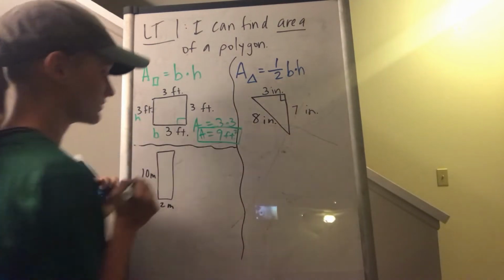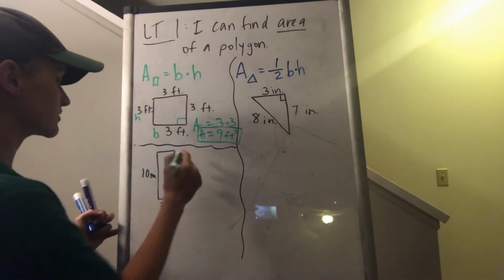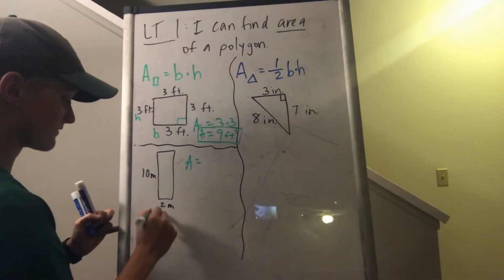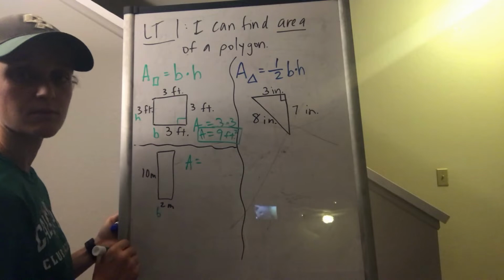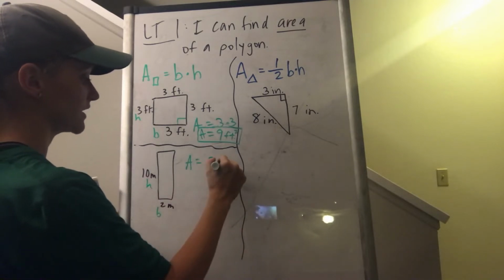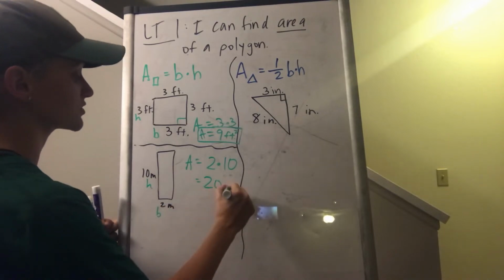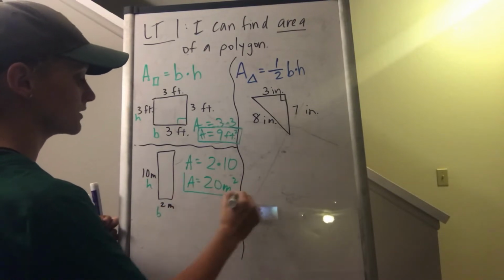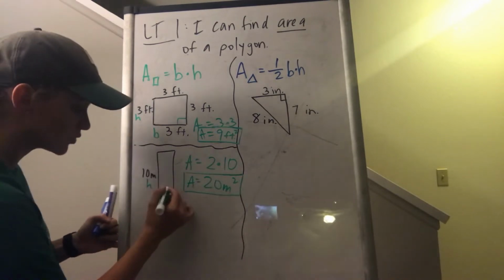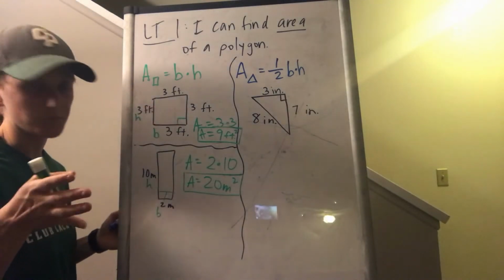Alright, let's do the same thing but with a rectangle down here. So in this one, same idea. I have my base, which is 2, and my height, which is 10 meters. So I have 2 times 10, which equals 20, and this one's meters squared, which again means that there's going to be 20 little boxes in here, and they're each going to be 1 meter by 1 meter.